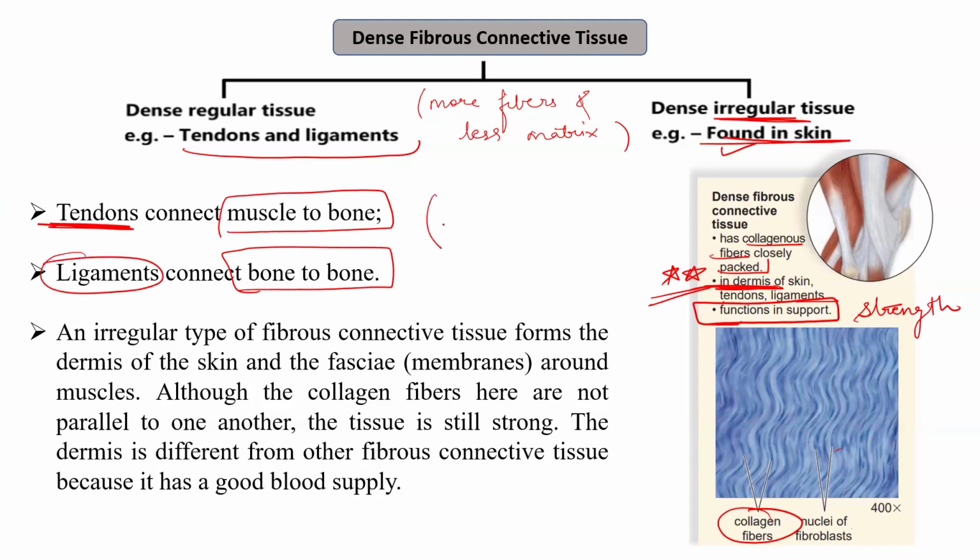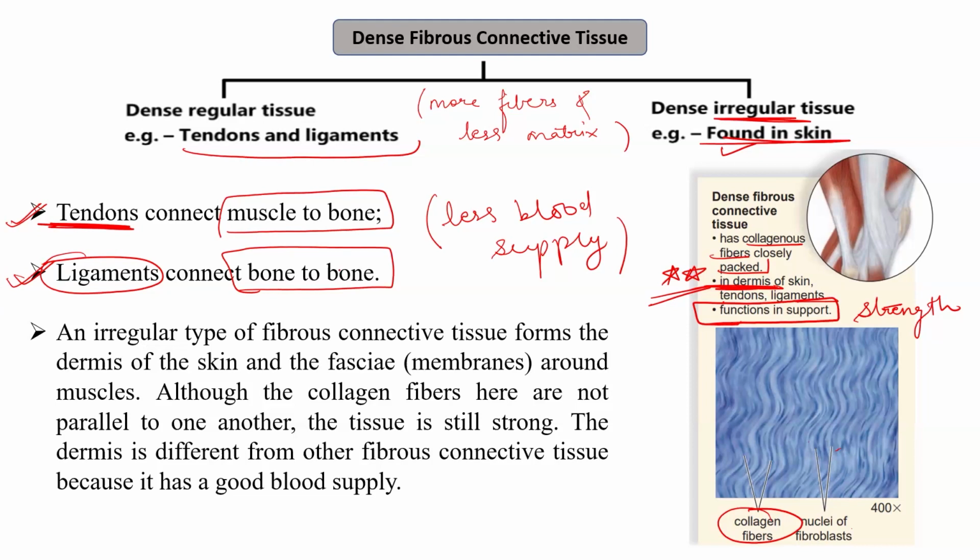So these structures have very little blood supply, and therefore once they get damaged, their repair is difficult. Suppose someone had a ligament rupture or ligament tear, then it takes a lot of time to heal that ligament because of the lack of blood supply or very little blood supply. So it is important to remember the function of tendons. Tendons connect muscles to the bones, and ligaments connect bone to bone, right?